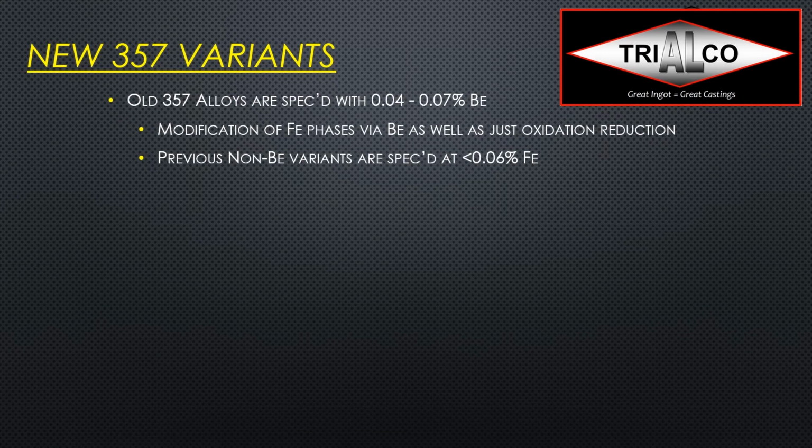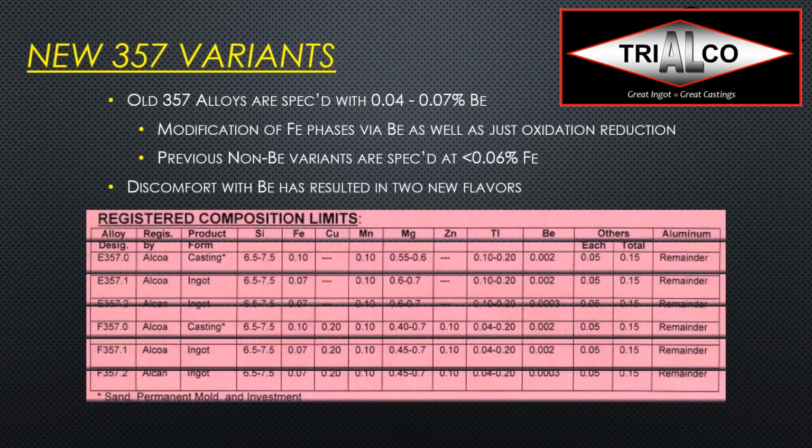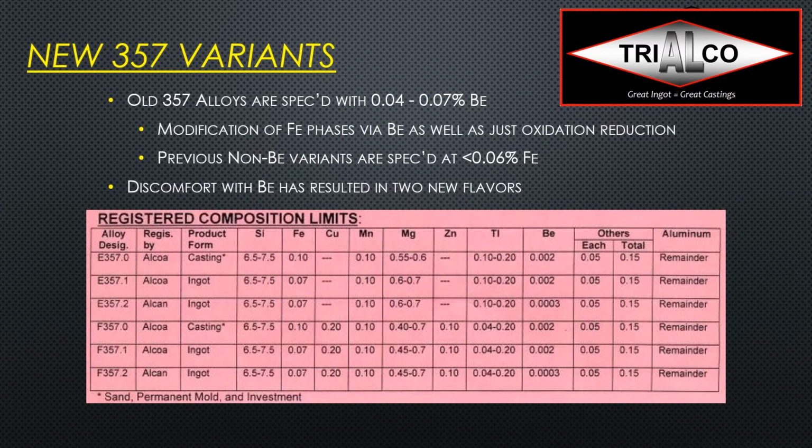They are all spec'd with 0.04 to 0.07% beryllium, and previous non-beryllium variants that weren't registered with the Aluminum Association were usually already produced with below 0.06% iron. And if we look at those new variants, they're registered under E and F357. The F357 is the by far more common alloy.